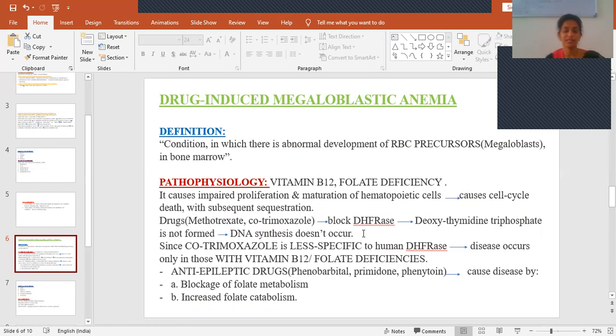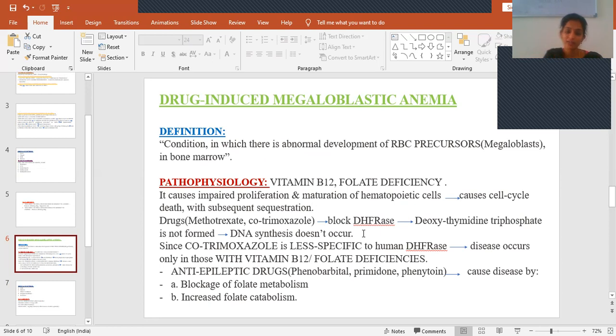So once again, I'm repeating, whatever the drug is, it will cause impaired proliferation and maturation of the hematopoietic cells. Thereby it causes disruption in the cell cycle process, and proper sequestration will not take place. The mechanism is, whatever the drug it is, like methotrexate and cotrimoxazole, they will block the DHFRase enzyme.